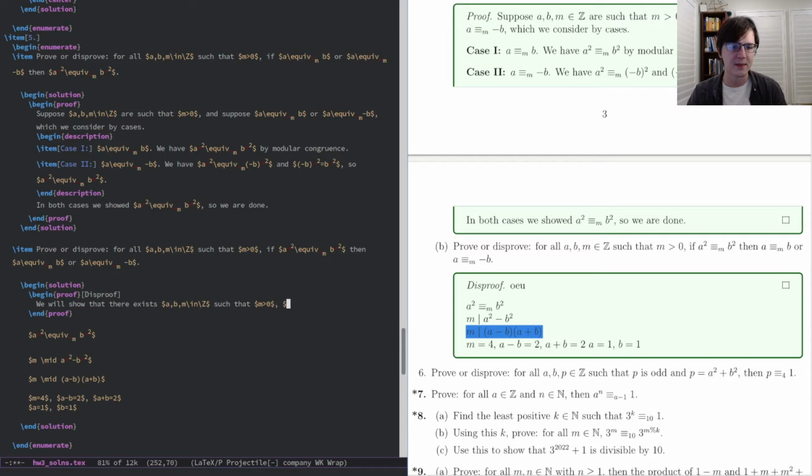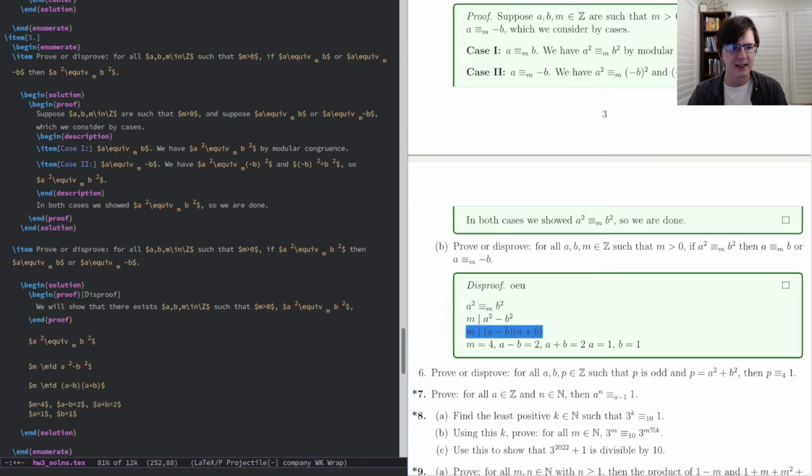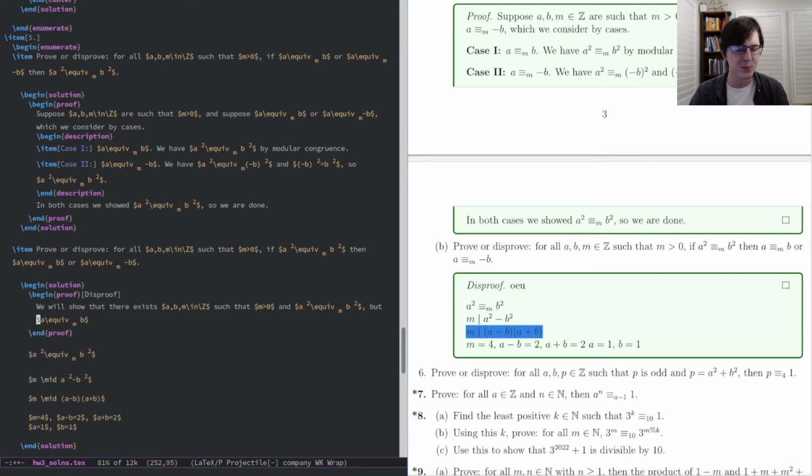And a squared is equivalent to b squared. A is equivalent, oops. So we've got this or. I'll use but, even though it makes it seem like a counterfactual or something. I don't know if I'm making sense.